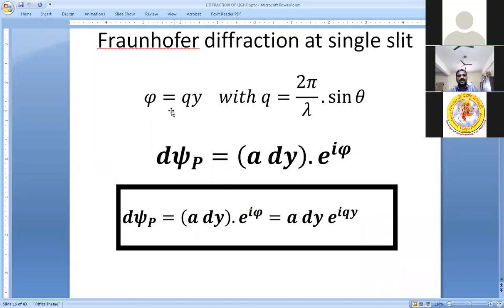So I know that phi equals Qy. Yesterday one girl asked me, why are you taking Q? Is there any specific importance for Q? There is no specific importance, Amma. Q is just a constant. Instead of carrying this big expression, I am trying to avoid that just by calling it Q. There is no specific name for Q. It's just a simple variable, right? So 2 pi by lambda sine theta I am calling Q.